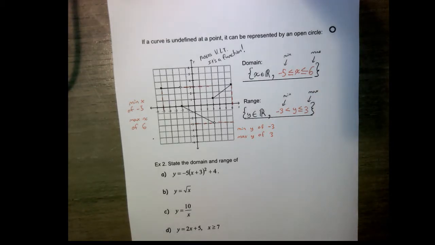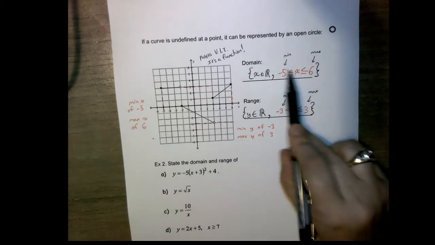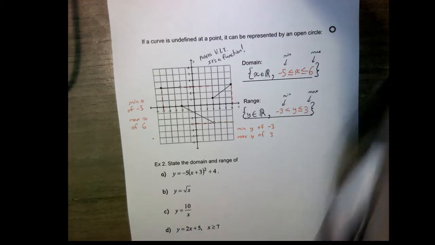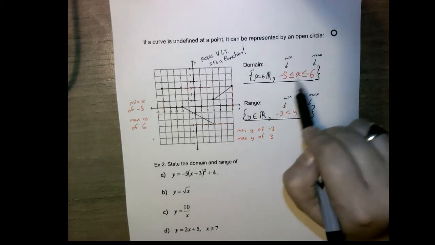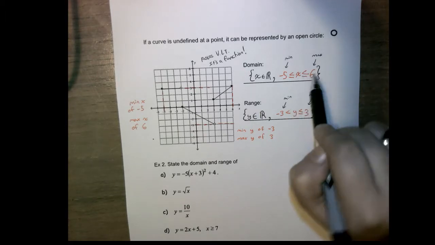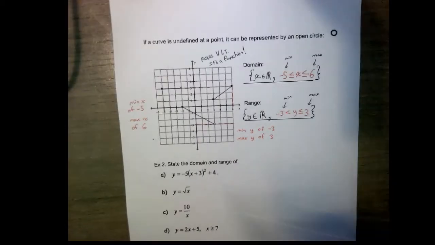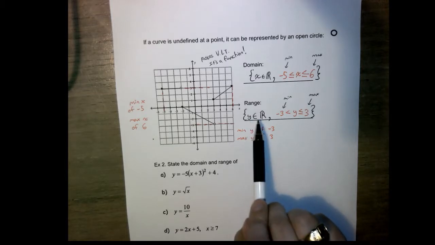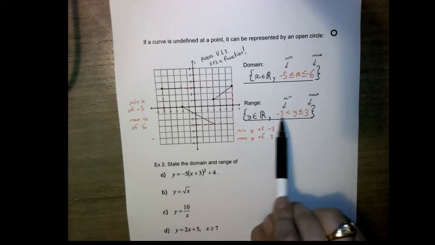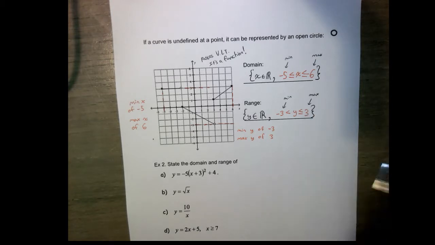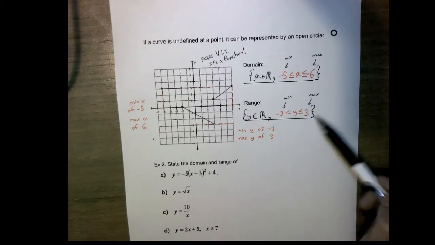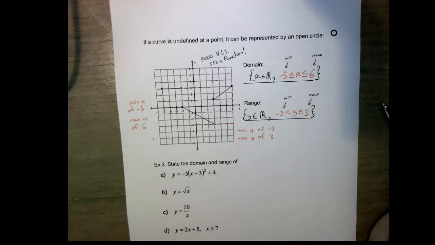Now, keep in mind that you don't have to write this min and max here, right? So if you wanted to just write x is an element of the real numbers, -5 less than x less than 6, that would be done. And with the range, you have y is part of all real numbers, -3 is less than y, less than or equal to 3. And using our curly brackets to open and close the domain and range. All right, so let's look at some more examples here.